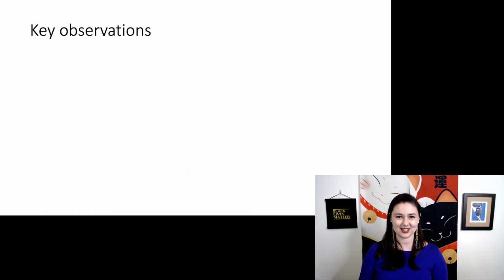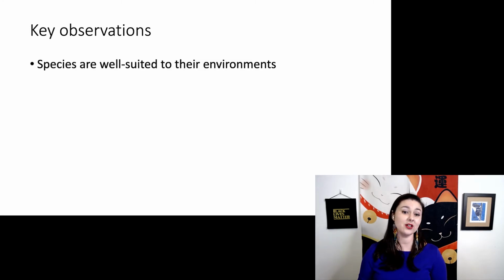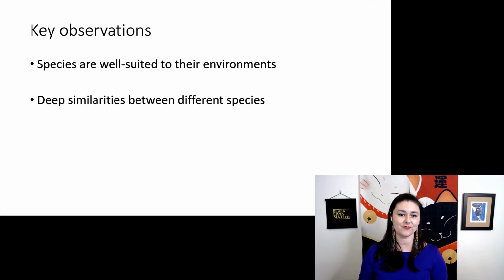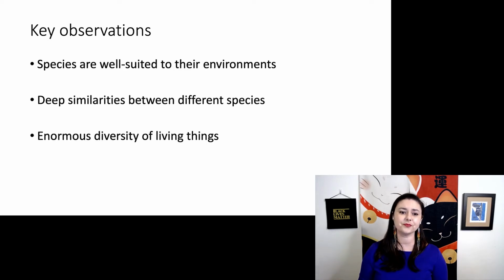So let's talk about these key observations. First, we notice that species, wherever they live, tend to be well suited to their environment. Next, there are deep similarities between different species. Many species are very similar. We also just have an enormous diversity of living things, and we had to get that diversity somehow. And lastly, we have fossils, which give us an entirely new type of insight. So let's look at these one by one.